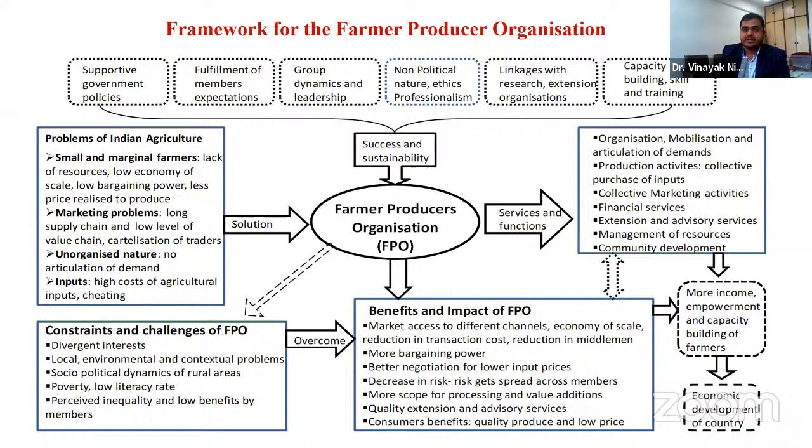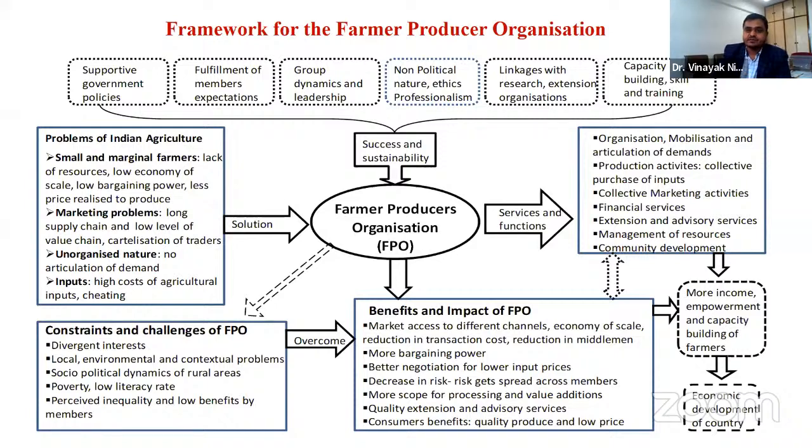Next one is group dynamics and leadership. I told you that for every successful farmer producers organization in India, there is one leader who can run here and there. You can make licenses and linkages with other organizations, marketers and others. That's the need for this farmer producers organization, as it is non-political in nature, and as it doesn't have very clear-cut rules and regulations. Therefore, non-political nature, ethics and professionalism are the things which can guide this farmer producers organization.